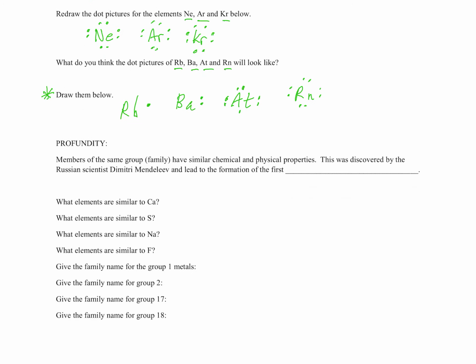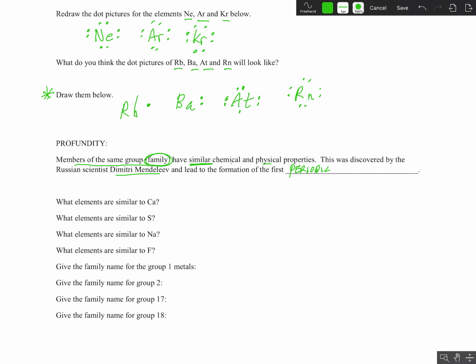So members of the same group or family, remember we call them families because they are similar to each other. They have similar chemical and similar physical properties. This was discovered by the Russian scientist Dmitry Mendeleev, and it led to the formation of the first periodic table. And we talk more about that in the next section of our notes.